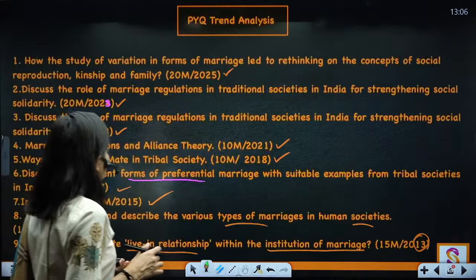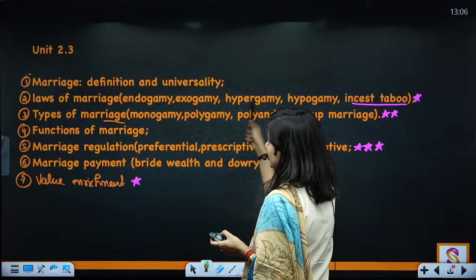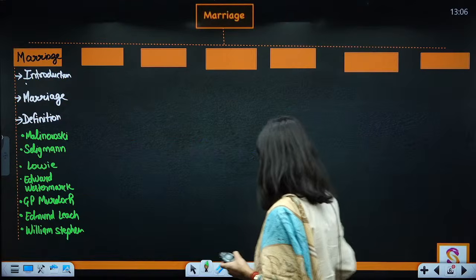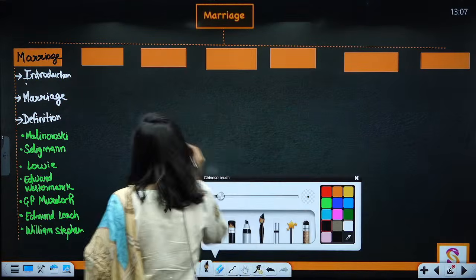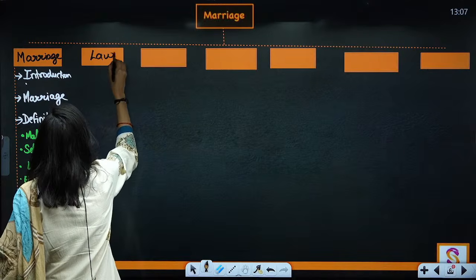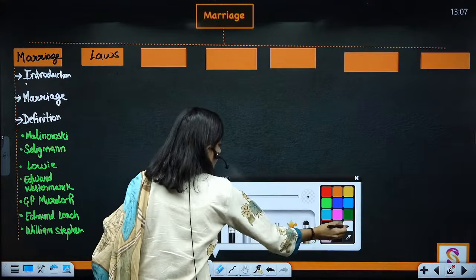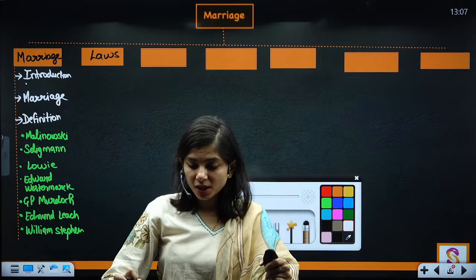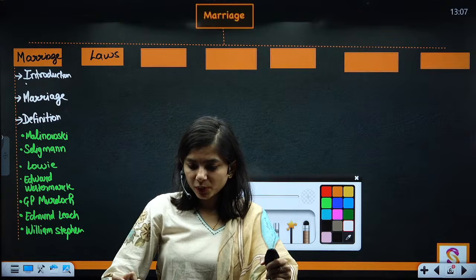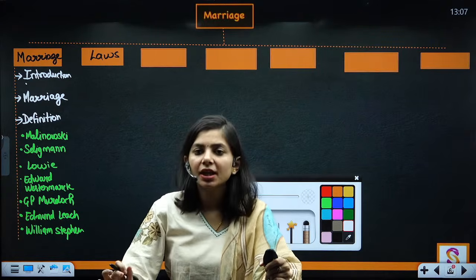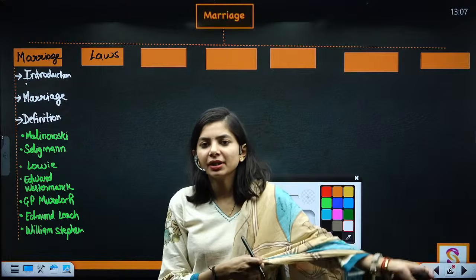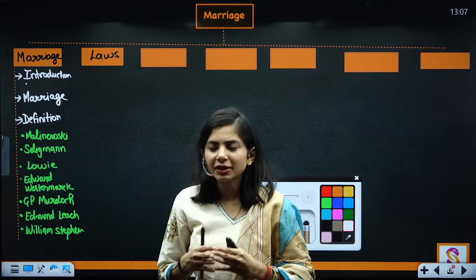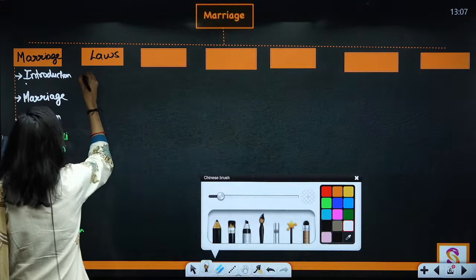Now heading toward the next part. The next part, as mentioned, is the laws of marriage. So we would be writing the next part as the laws of marriage. Now, talking about the laws of marriage, what we need to mention here are the basics that have been given by the UPSC. Though there are different types, the first one we are going to mention here is endogamy.